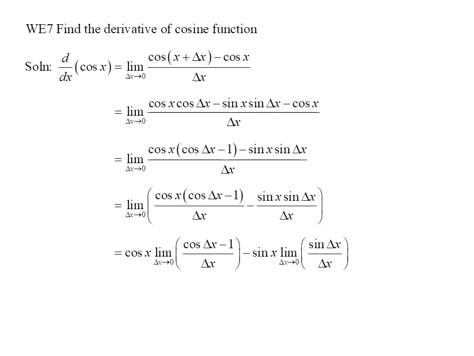As mentioned in the previous example, the limit of cosine delta x minus 1 all over delta x as delta x approaches 0 equals 0, and the limit of sine delta x over delta x as delta x approaches 0 equals 1. The derivative of cosine x is negative sine x.